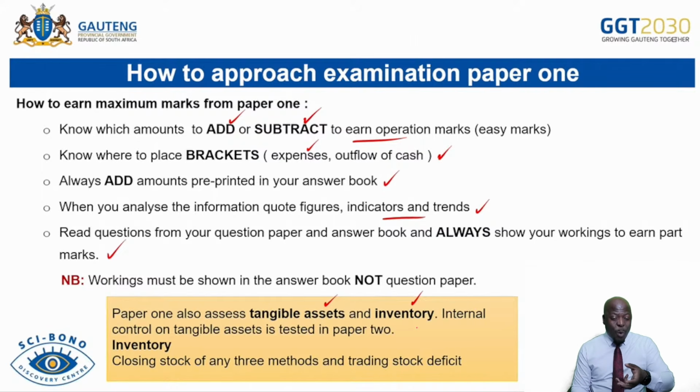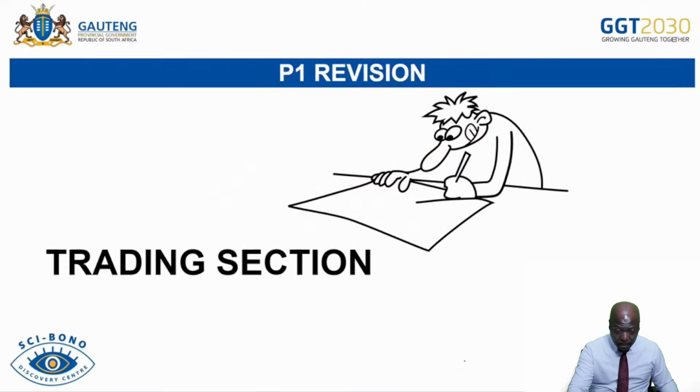And there are questions where you are asked to calculate the value of closing stock using any of the three methods. All right. But the internal control on tangible assets is then tested in paper 2, not in paper 1. And then when you come to inventory, the closing stock of any of the three methods, which may lead us to trading stock deficit. Okay, so we're going to begin with our calculations for the day.